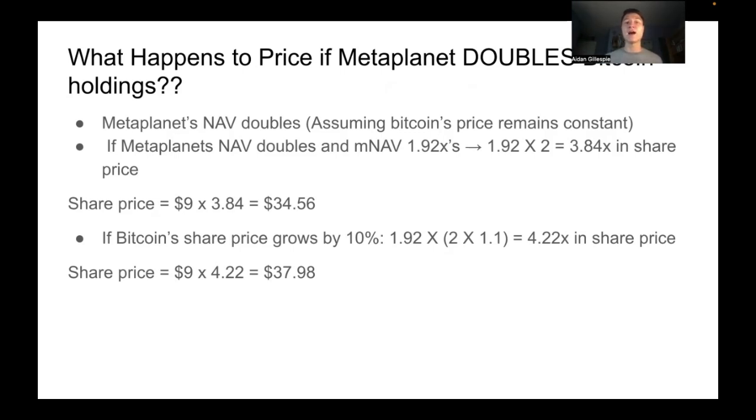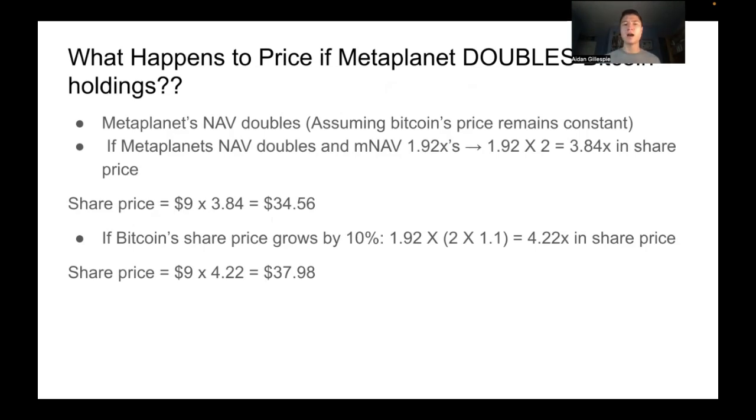So if Metaplanet's net asset value, or NAV, doubles and MNAV 1.92x's, then we get a 1.92x on the double in their net asset value. So we get a 3.84x in share price. We'll take their current share price of about $9, multiply it by 3.84, and we would get a share price of $34.56. Now, this is also assuming that Bitcoin's price remains constant.